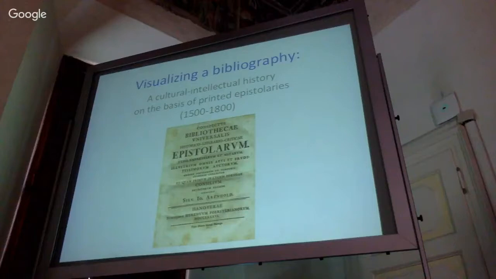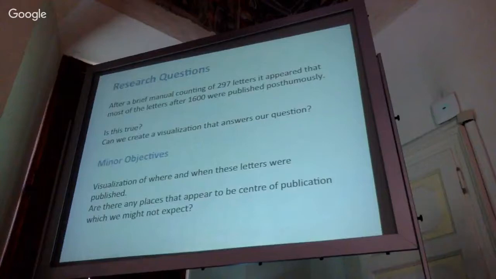2 of my colleagues went to Oxford to collect the letters and created a database, very fast, very dirty, and we came up with some questions that we wanted to eventually solve here. The main research question was, were most of the books published after 1600 posthumously? Here, Professor made a short count of 297 letters and thought they all seem as if they were published posthumously after 1600. Is this true, and can we create a visualization that answers our questions?